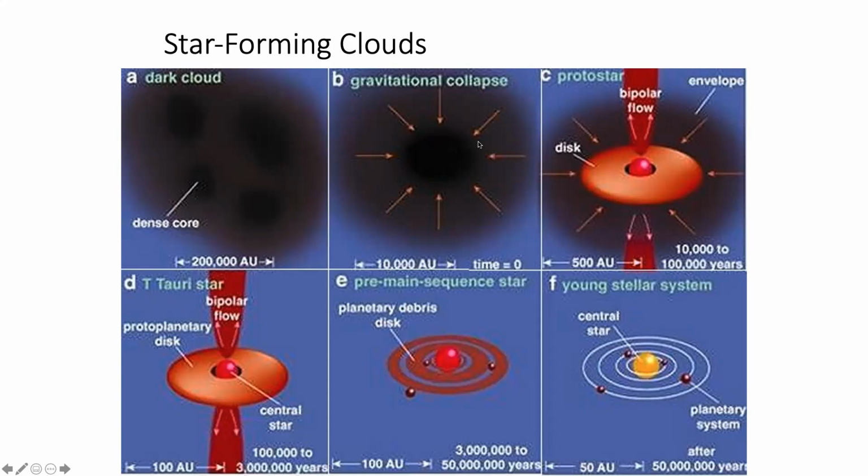And it collapses down to a very small size of 500 astronomical units. Right, so again, we're looking at about 2,000 times smaller than the previous image. This takes about 10 to 100,000 years to get from the gravitational collapse to the protostar. So it's not like an overnight process.